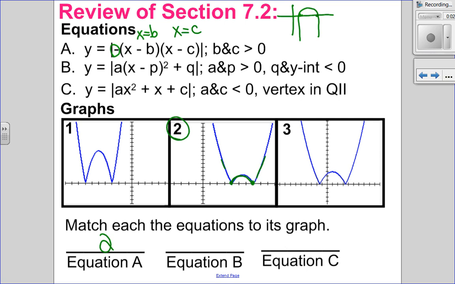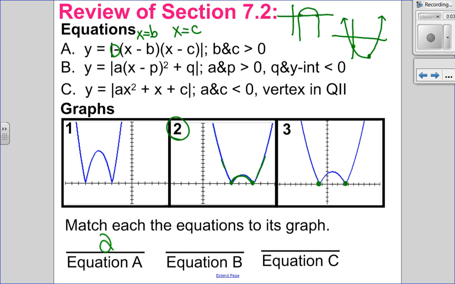Let's look at equation B. So in this one here, it's in vertex form, and I can see that a and p are positive. So it's a parabola that opens up and has been shifted to the right, but q and the y-intercept are negative. So I have a graph that opens up, it's been shifted to the right and down, so the vertex is here, somewhere in quadrant 4. I have a negative y-intercept, so to graph this, it looks like I'm going to have a positive x-intercept and also a negative x-intercept, which I see matches with this.